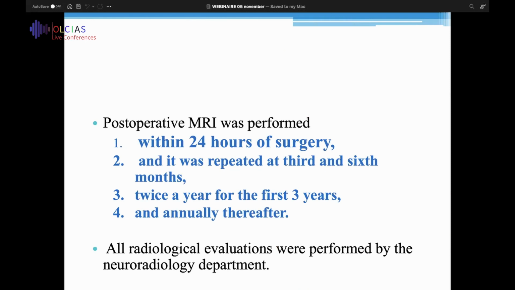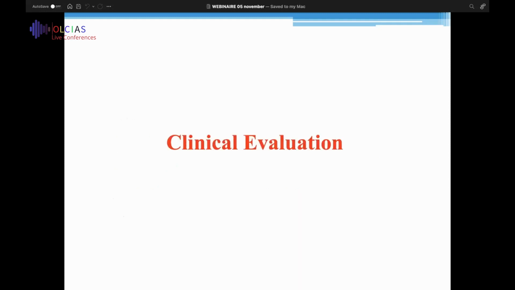The postoperative MRI was performed within 48 hours of surgery, and it was repeated at 6 months, twice a year for the first 3 years, and annually thereafter. All radiological evaluations were performed by the same neuroradiology department. This is in order to compare the different MRIs before the surgery and after the surgery, in order to evaluate whether we have recurrence of the tumor or not.